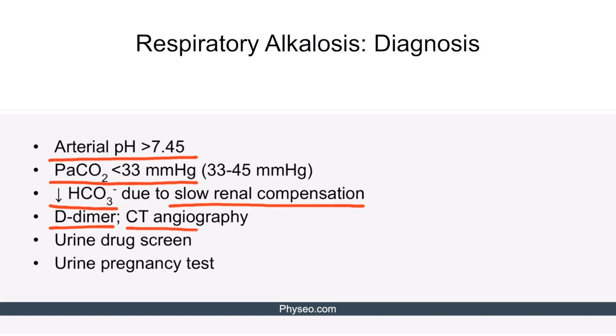D-dimer or CT angiography can be performed in the patient with respiratory alkalosis to rule out pulmonary embolism. If stimulant intoxication is suspected, we can perform the urine drug screen. Finally, urine pregnancy tests can help us diagnose pregnancy-induced hyperventilation.